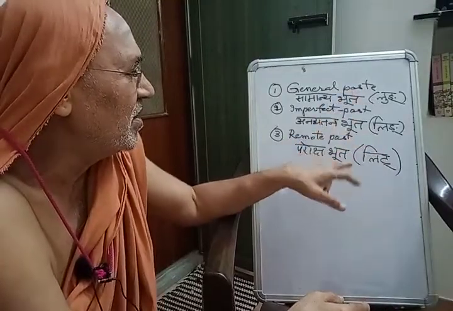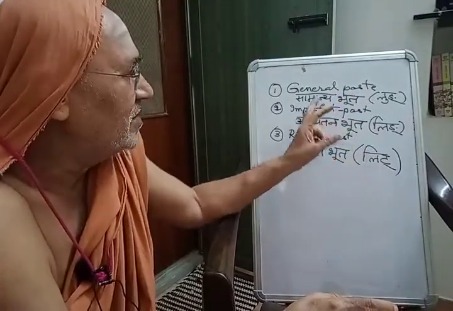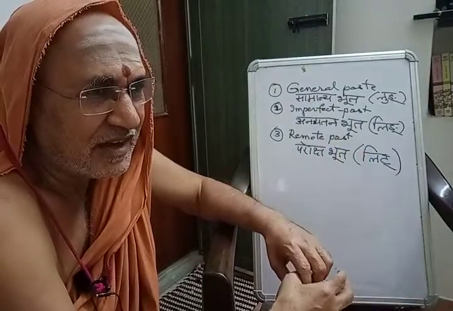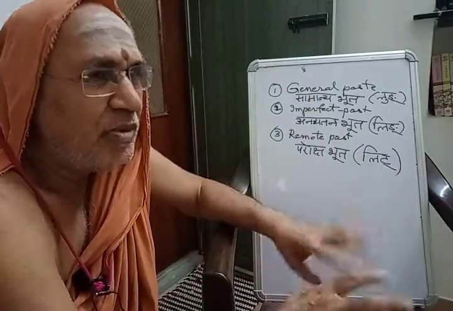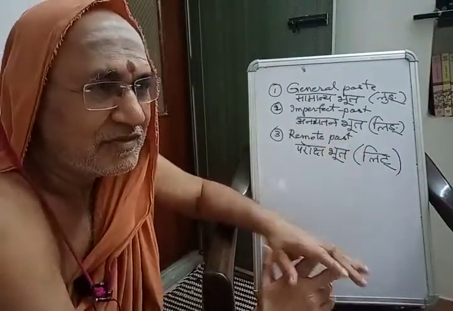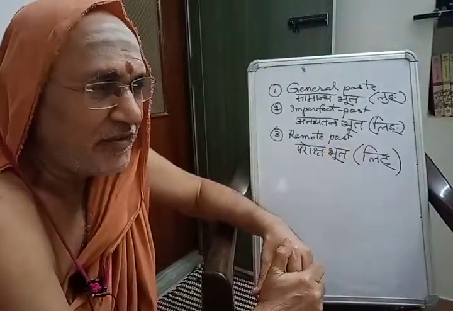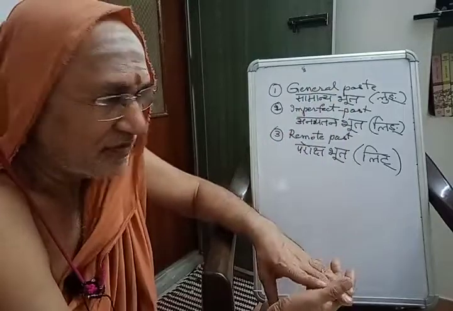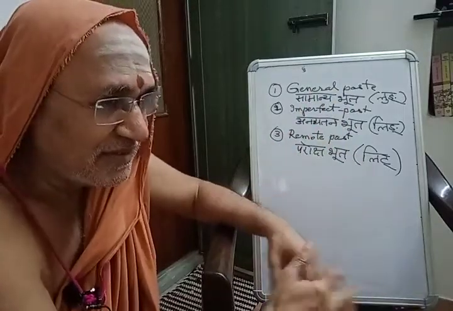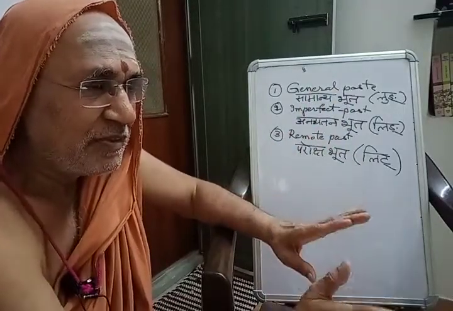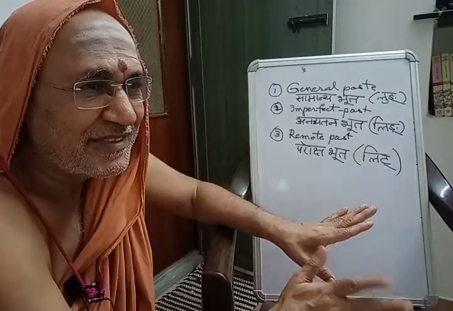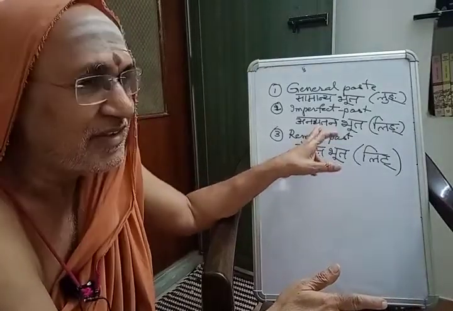Samanya bhuta, anadyatana bhuta, paroksha bhuta. Samanya is a general completion of an action. For example, abhut. Bhu dhatu, if you take, this form is abhut. This form is abhavat. Abhavat means when something immediately comes, yesterday. That's why you see anadyatana.